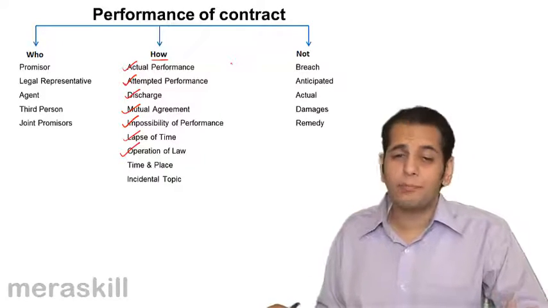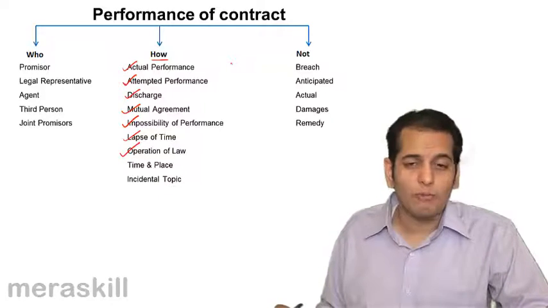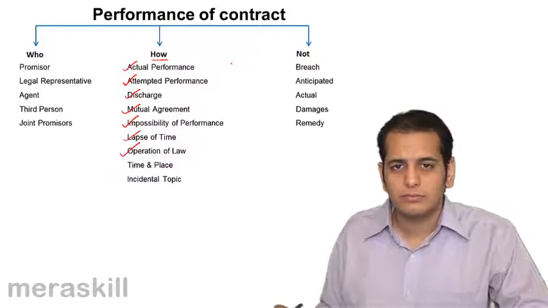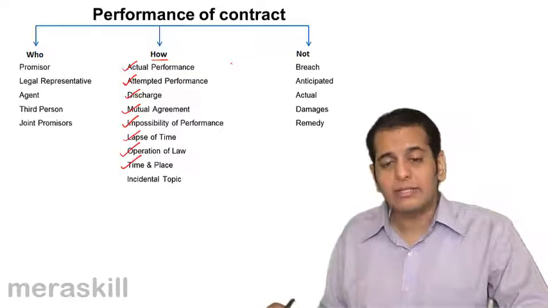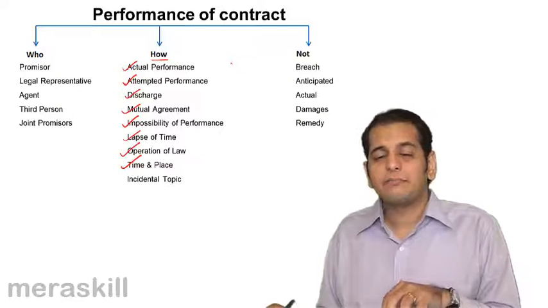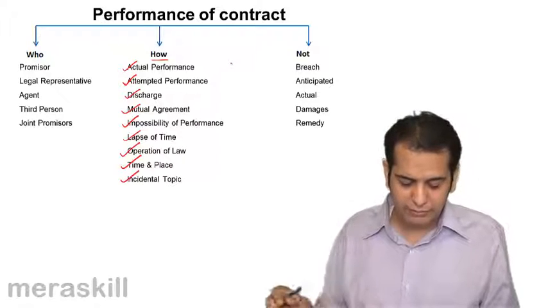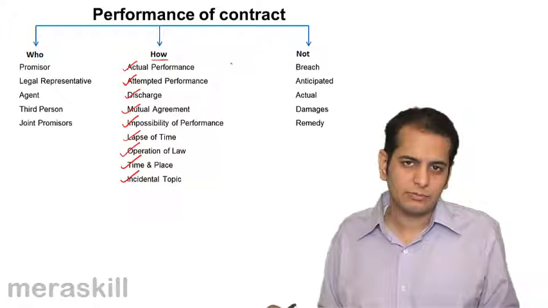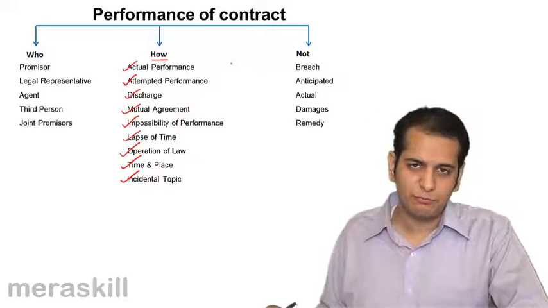Then we studied the operation of law. What happens when the promisor dies, or he goes mad, or he becomes insolvent? How does law operate under those cases? Then we studied the time and place of performance as to how is time and place important regarding the performance. And finally, we covered some incidental topics as to how the contract needs to be performed.